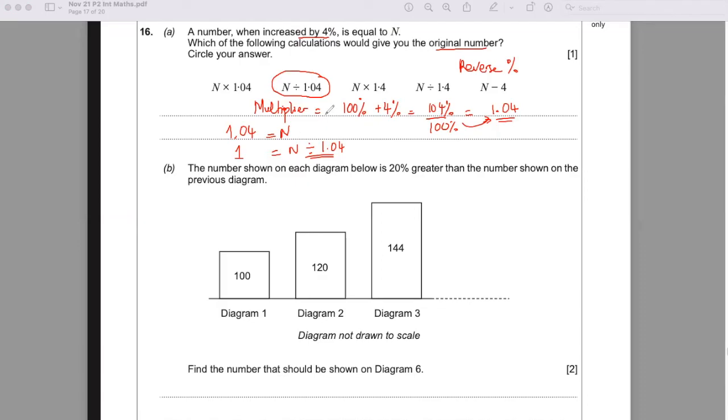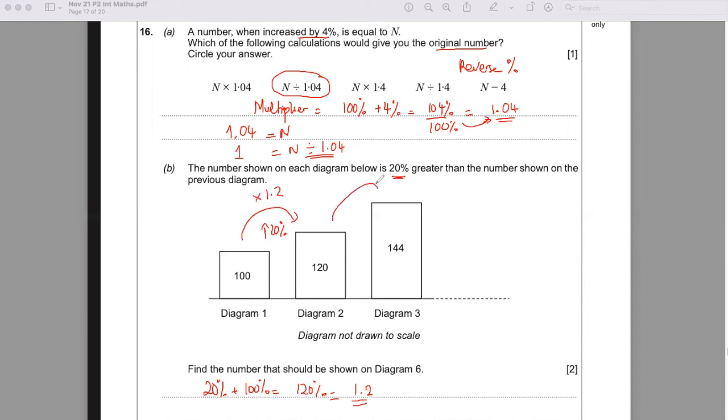B, the number shown on each diagram below is 20% greater than the number shown on the previous diagram. Okay, so again, this is a kind of compound interest question, but being asked in a different way. So when you start with 100, if you got increased by 20%, that just means your multiplier, so 20% at 100%, and that will be your multiplier, which is 1.2 in decimal. So basically, you just times it with 1.2 and you get the next number.